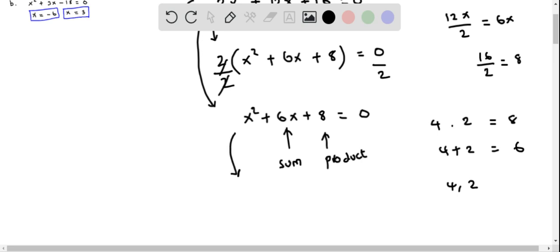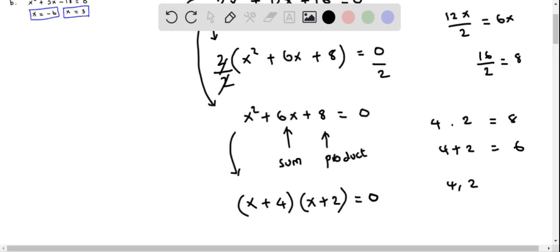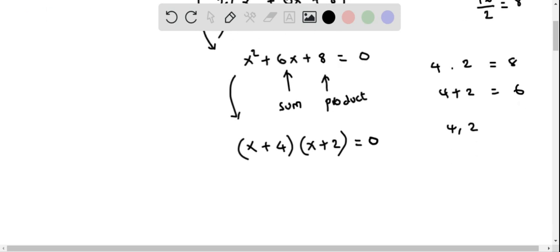this in factor form as the product of the factors x plus 4, or we can also put x plus 2. It doesn't matter, we can change the order. So here I put x plus 4, that is one factor, times x plus 2, which is another factor. This equals 0. So now we use the zero product property, which is either x plus 4 equals 0 or x plus 2 equals 0.